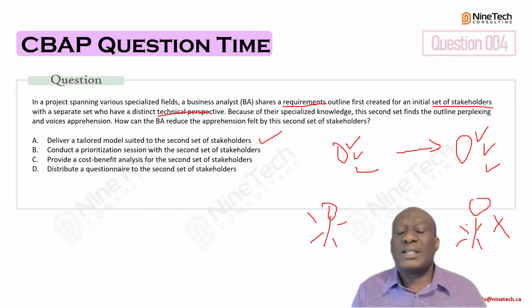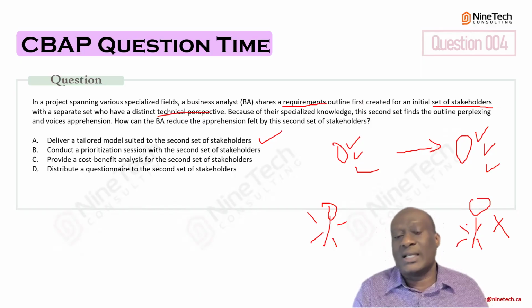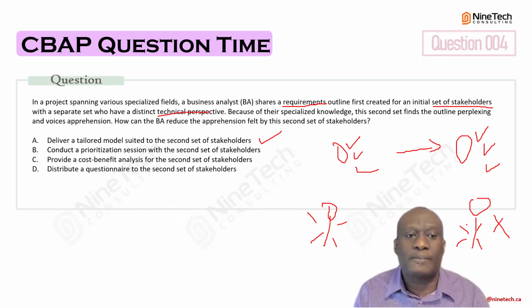So you can't take requirements that were specific to a group of stakeholders and migrate them to another group of stakeholders that think differently. It's always important to tailor your requirements, or tailor your model, to your new stakeholders. Second option, conduct a prioritization session with the second set of stakeholders. I don't think the problem is prioritization, so I'll say no to this.